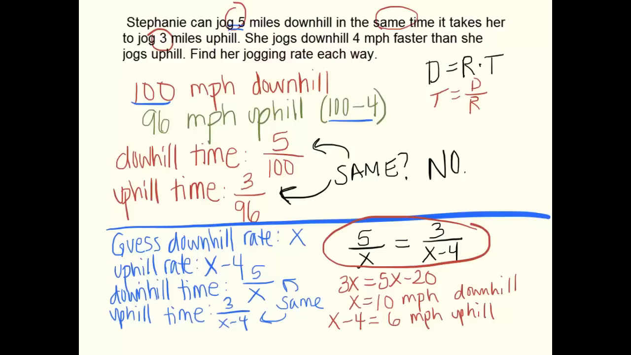With my guess of 100, our downhill and uphill times were not the same. So eventually I said, let's just guess x, in which case we can generate our uphill rate, x minus 4. We generated our two times using distance equals rate times time, or just manipulating it, time equals distance over rate, and then checked if they're the same. The same means that we're going to set them equal. There's our equation. With problems of this form, it's usually pretty easy to go through these steps and do it. We just have to read carefully.